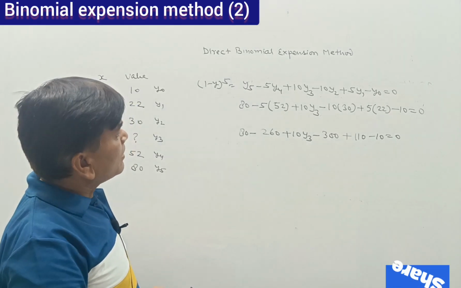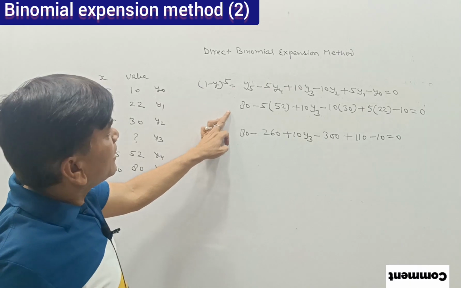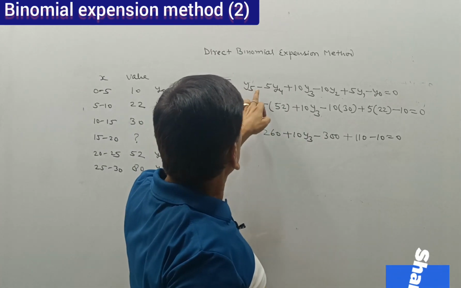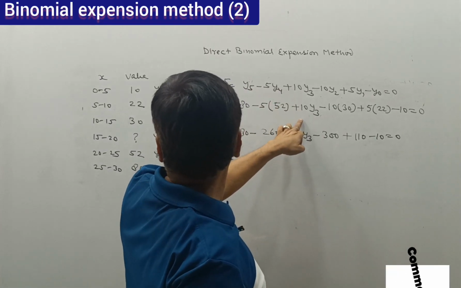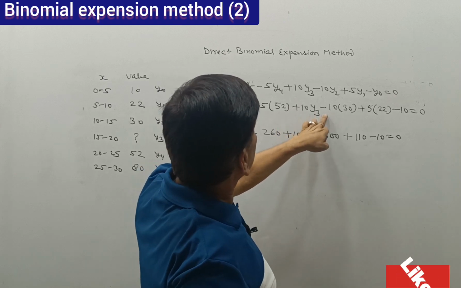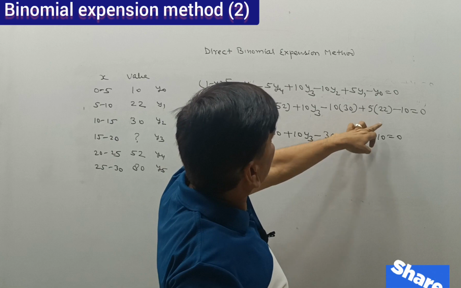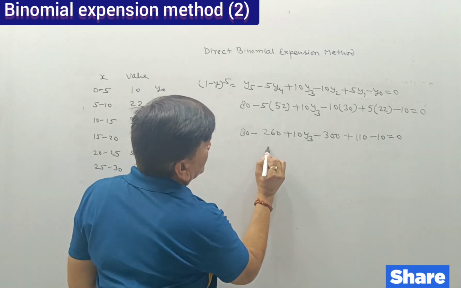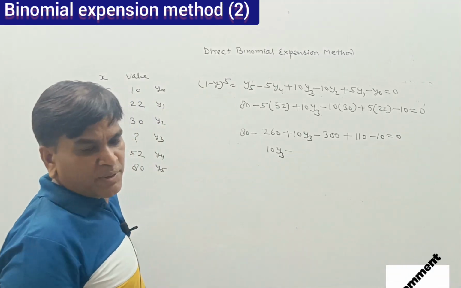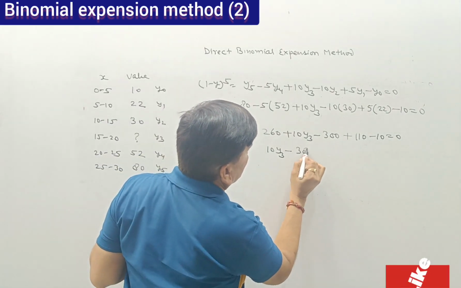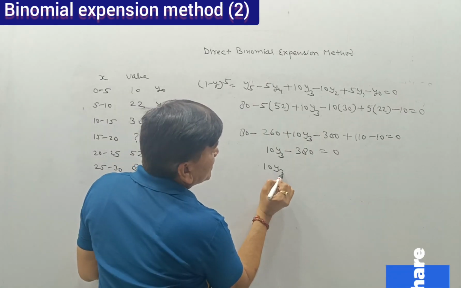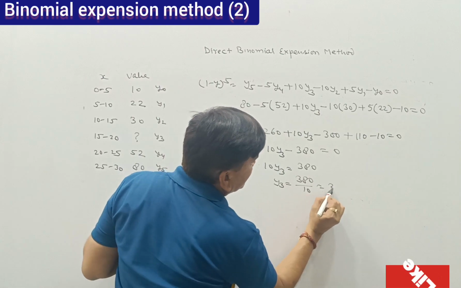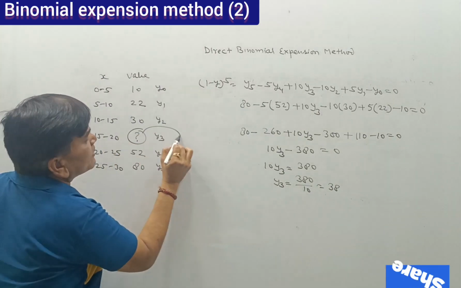We check: 80 minus 5 multiplied by 52 plus 10y3, where 10y3 is the missing term, minus 300, plus 110, minus 10. The constant value is minus 380, so 10y3 is equal to 380. So the y3 value will be 380 divided by 10, that is 38. So this missing frequency will be 38.